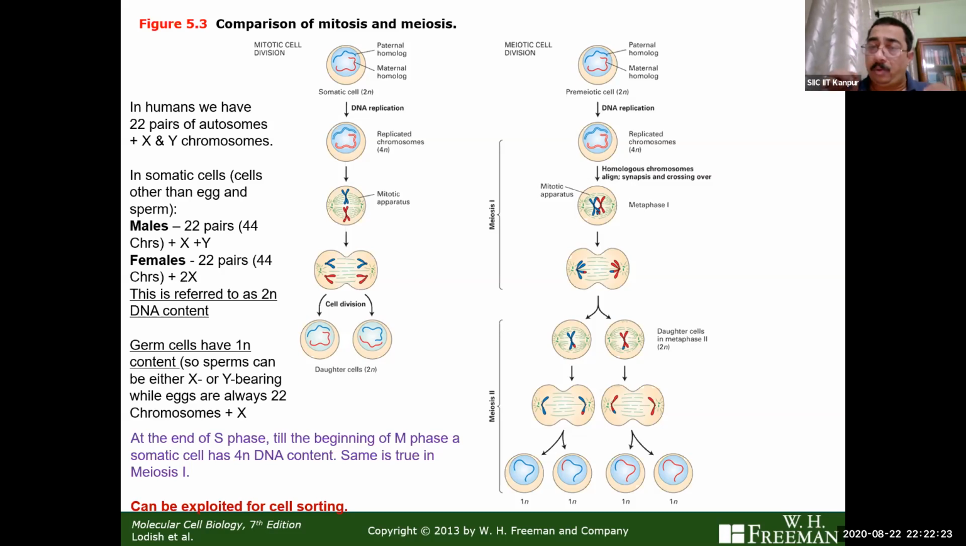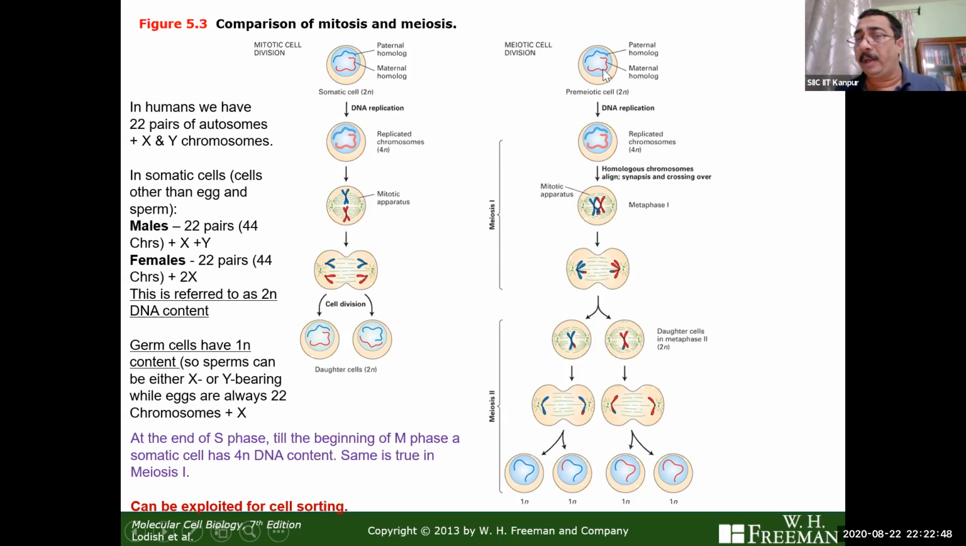Now, to understand genetics properly, you need to understand meiosis. So in meiosis, first we will deal with the simpler thing. Here again, it is 2N content, right?